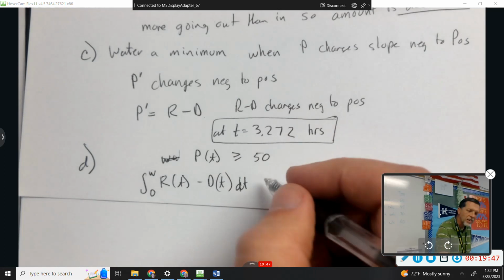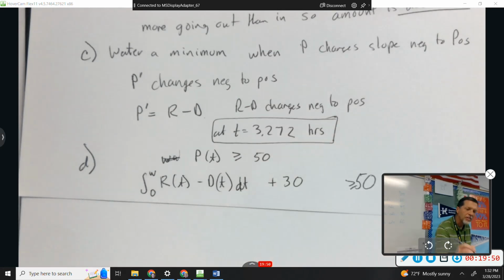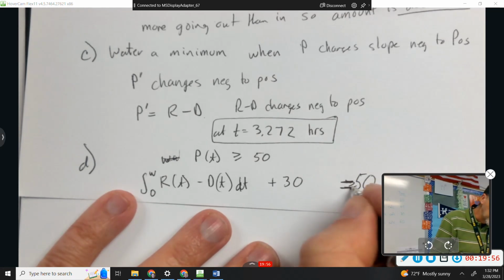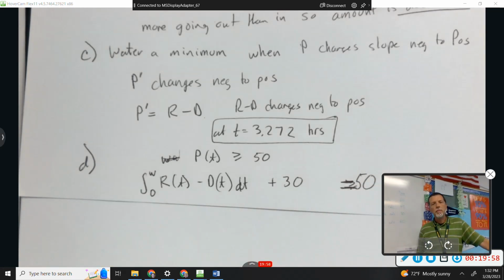But it started at 30. There were 30 in there to start with. And it wanted an equation, not an inequality, so we better just put equal to 50. So now you're done. Like, that's it. It didn't say solve it. Okay, I know what R is and D is, and that would be it.